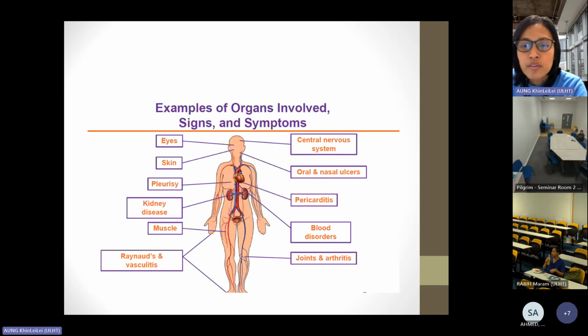This is a photo showing which organ systems can be affected in SLE. It can affect the eyes, with uveitis and retinal vasculitis, the nervous system, rash, kidney, muscle. Sometimes lupus can cause myositis as well. So actually, lupus can affect almost everywhere in the body.